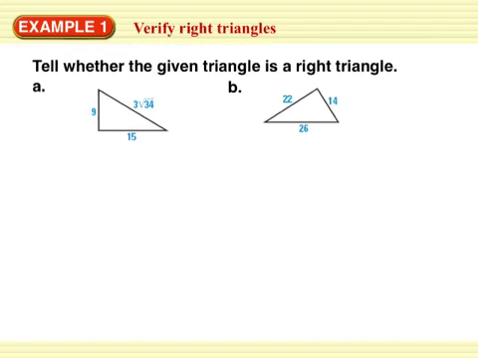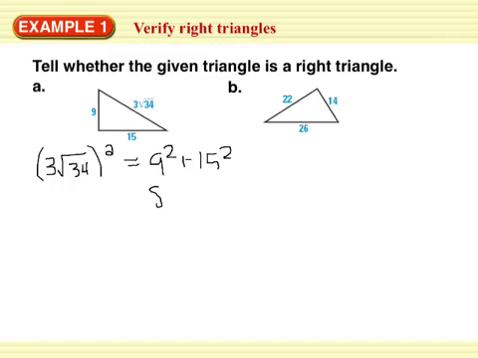Example 1, verify right triangles. Tell whether the given triangle is a right triangle. So I'm just going to put it in the equation. 3 square roots of 34 squared equals 9 squared plus 15 squared. Get out my handy dandy calculator. That's easy.